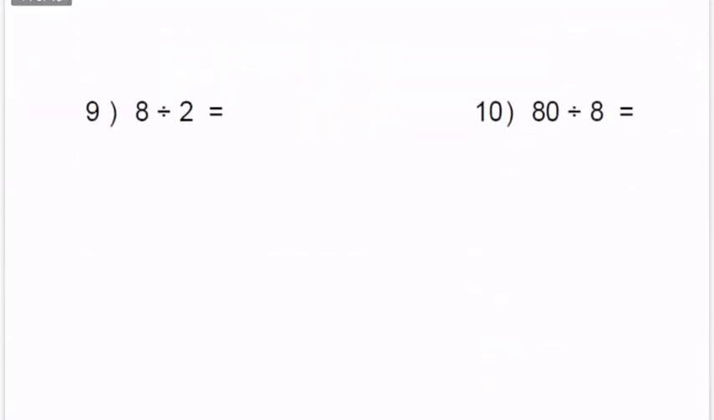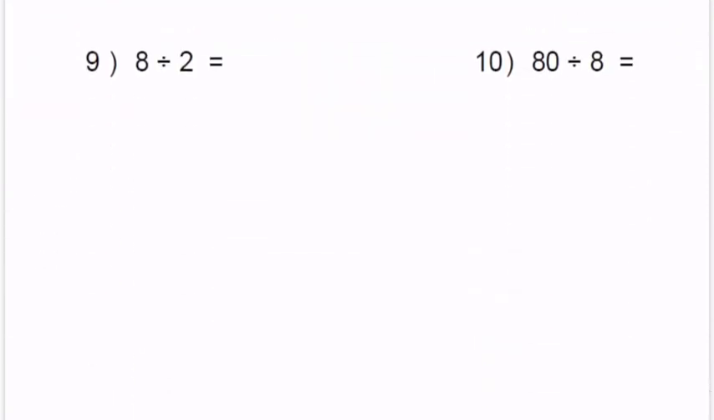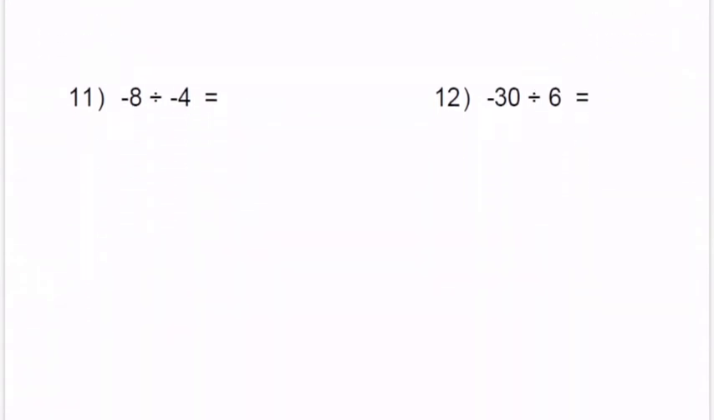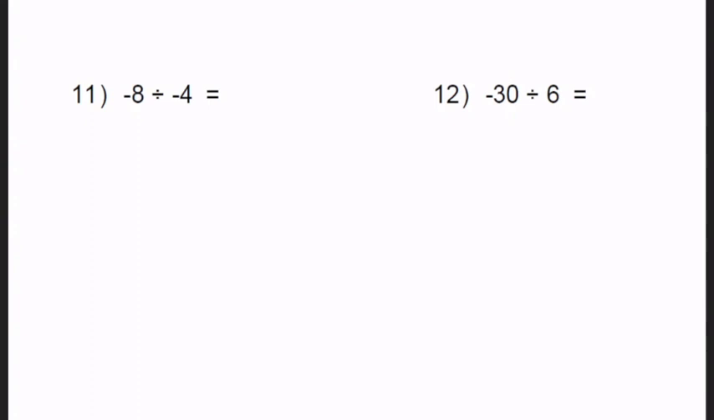All right, now let's skip those 2. Okay, you try 11 and 12. Pause it and then hit play. Okay, so number 11, it's 2, and it's going to be positive because they're both negative. Number 12 is going to be negative 5, and the reason why is one's negative and one's positive.